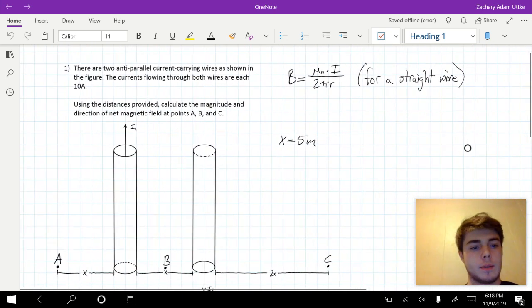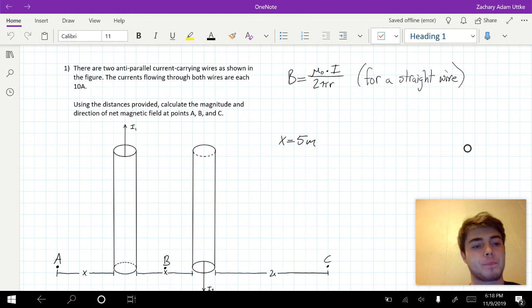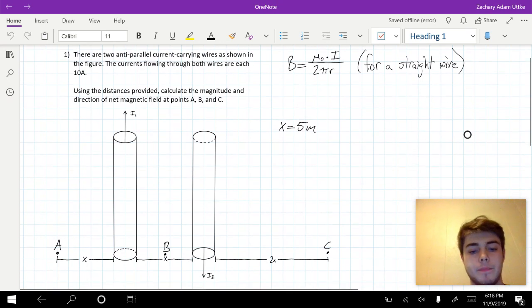Let's look at an example today. So let's say there are two anti-parallel current-carrying wires as shown in the figure. The currents flowing through both wires are each 10 amps. Using the distances provided, calculate the magnitude and direction of the net magnetic field at points A, B, and C.